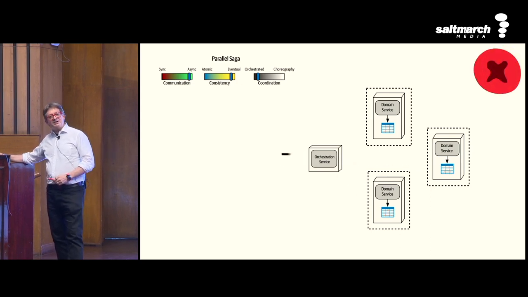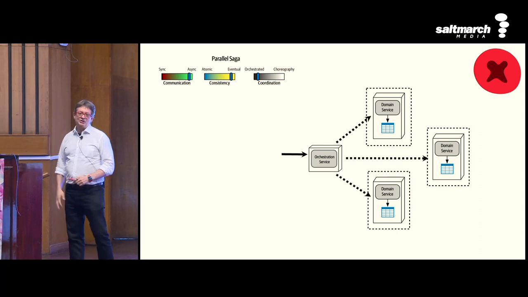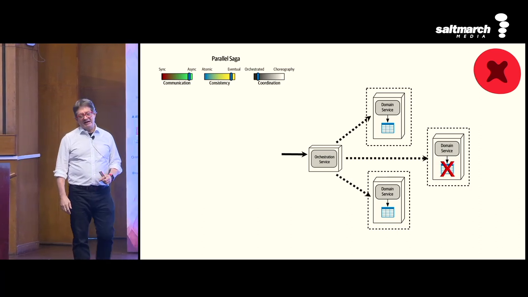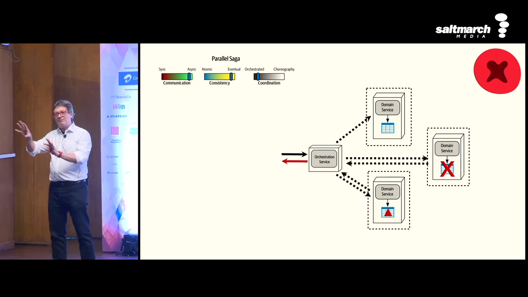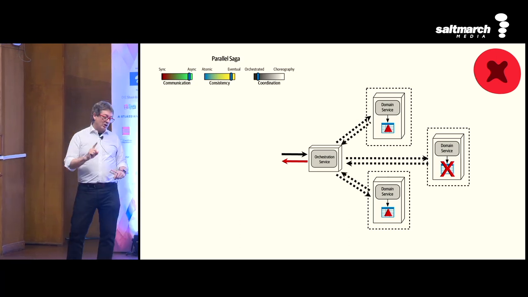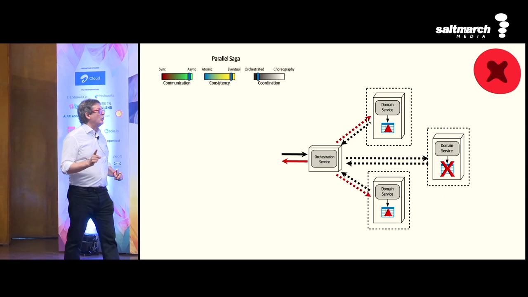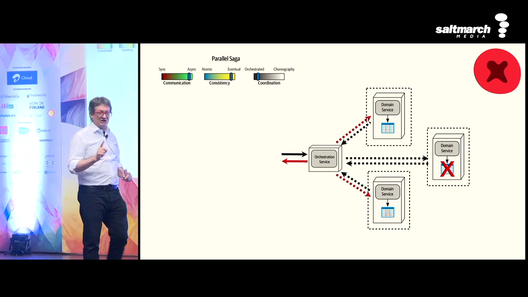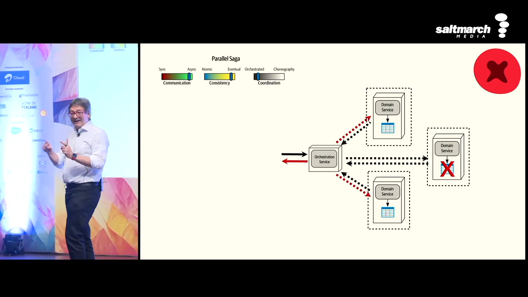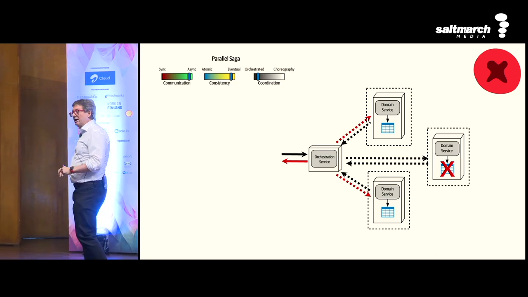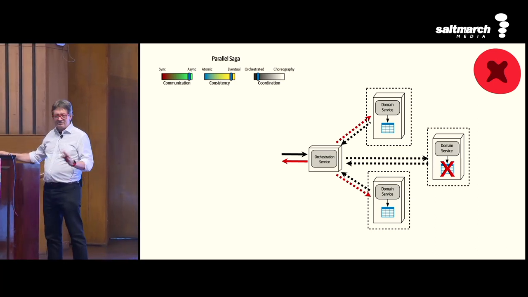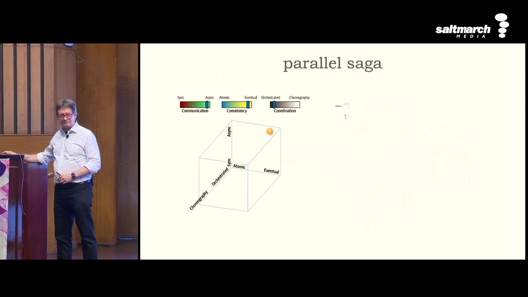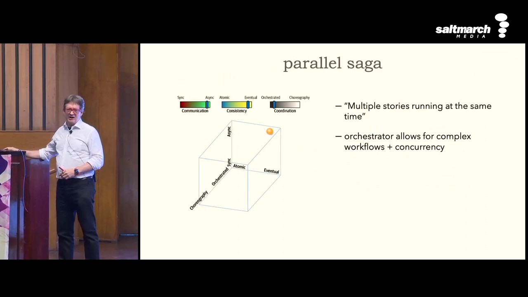In the error case again, you'll see that as soon as I realize I'm in an error state, I can immediately return to the user and then go back and fix up those things in the background. Now, because compensating updates may not always work, you may have to have another contingency here for what happens if I can't fix up those other parts of my workflow and my data's in an inconsistent state, but that's an implementation detail. So a parallel saga is multiple stories running at the same time.